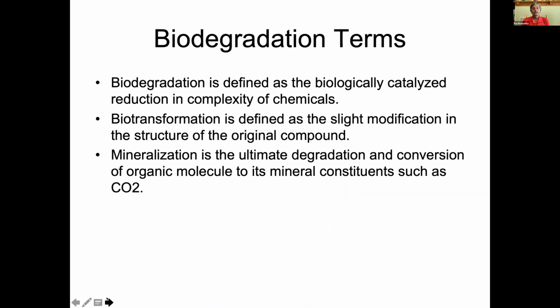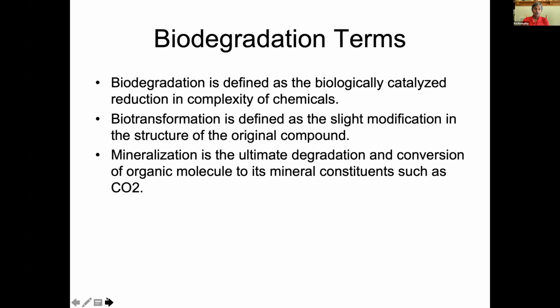So let's look at some of the terms when we talk about biodegradation. The general definition of biodegradation is a biologically catalyzed reduction in complexity of chemicals. So it's a very broad definition of biodegradation. There are two processes. One is a slight modification of a chemical by microorganisms to change the structure of the compound, to reduce the toxicity sometimes. That term is called biotransformation. Anything that's slightly modified in a compound we call biotransformation.